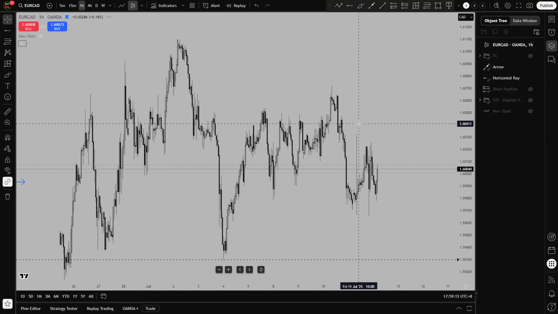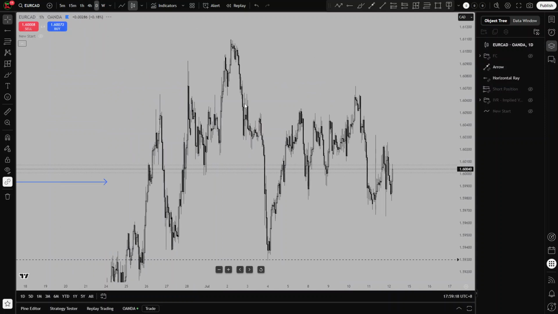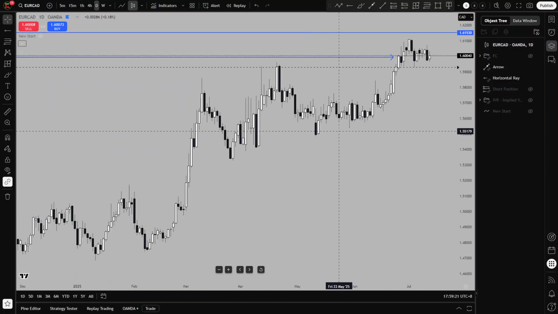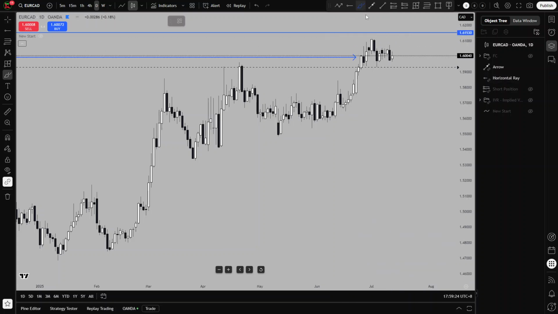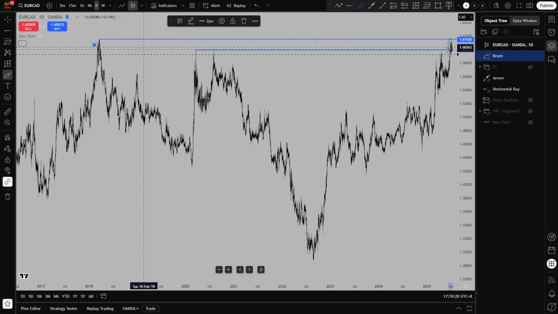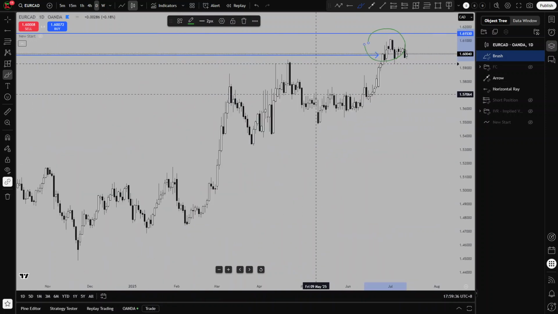continuation. Euro Canadian dollar on the daily time frame, we can see here we are still trading between these two levels. We identified that before. We have these two highs. We tapped into this about 3 weeks ago or 2 weeks ago, and we're still trading between these areas.